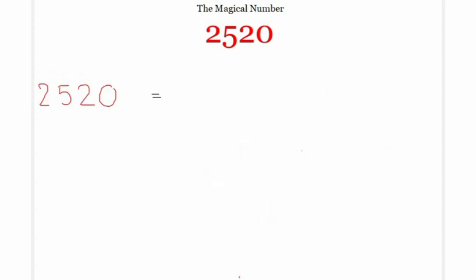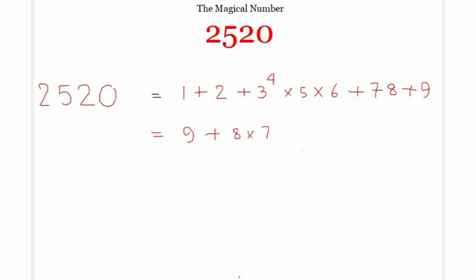We can write 2520 using the digits 1 to 9. For example, 2520 is equal to 1 plus 2 plus 3 to the power 4 into 5 into 6 plus 78 plus 9. So this is another representation, like 9 plus 8 into 76 plus 5, this entire quantity being multiplied by 4 plus 32 plus 1. The value of both these expressions is equal to 2520.